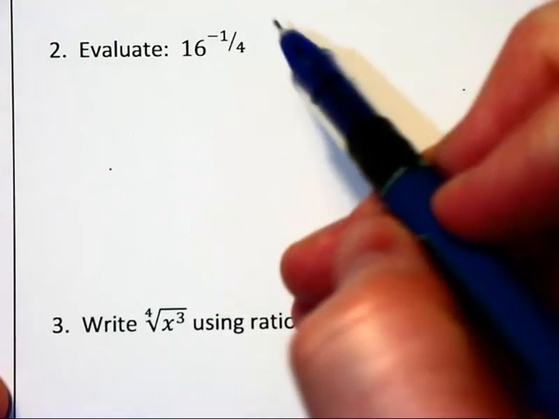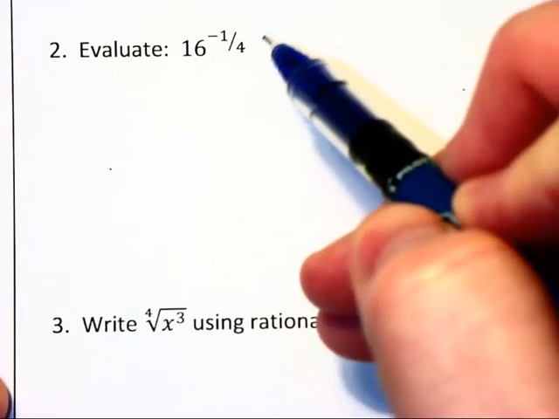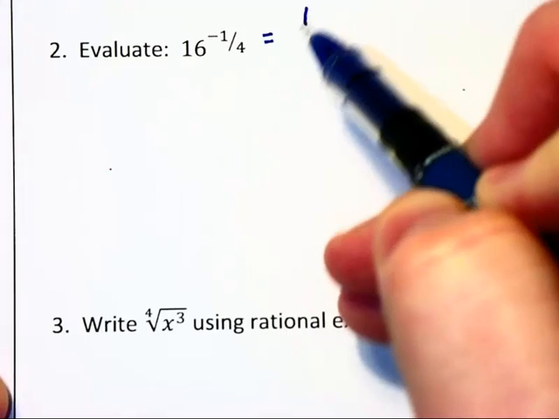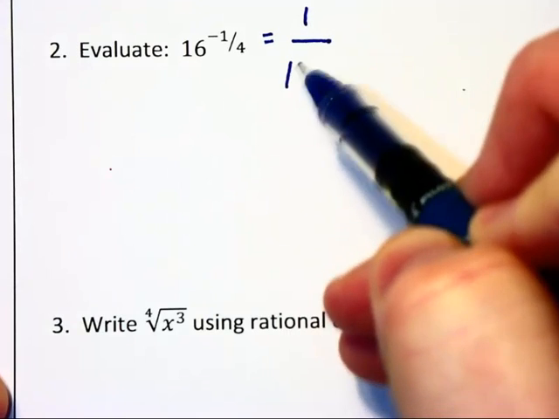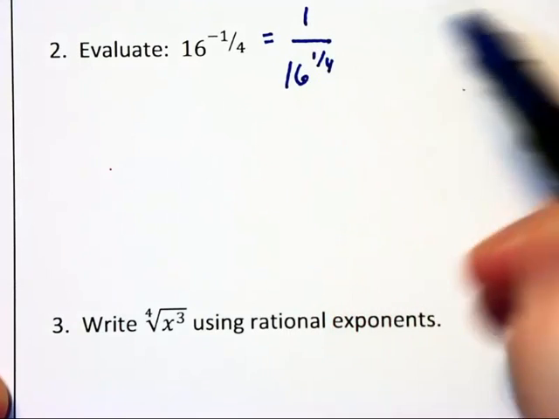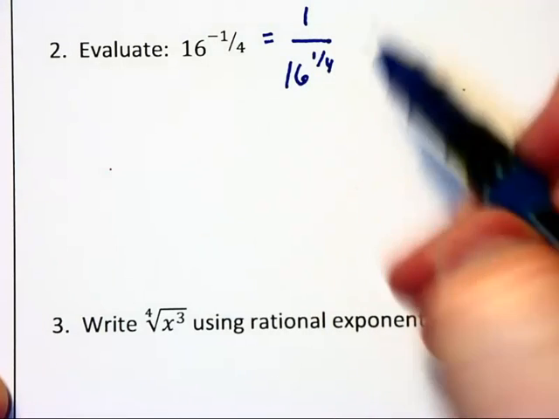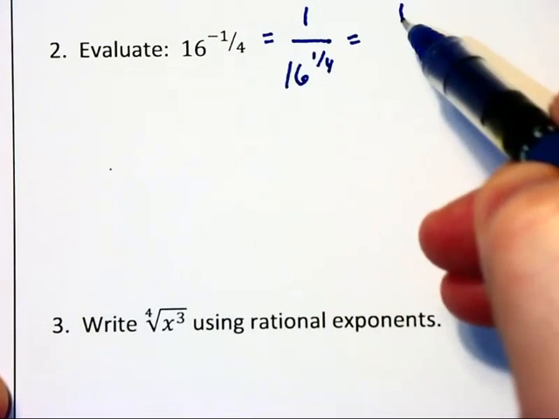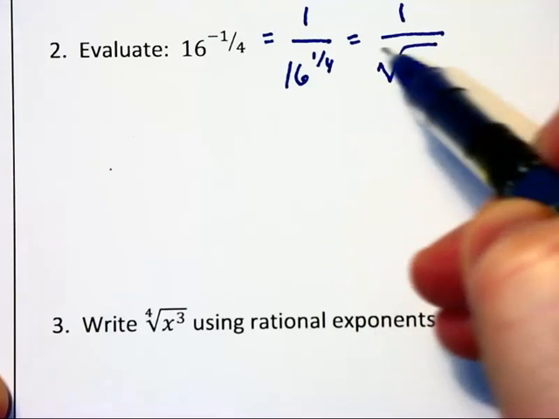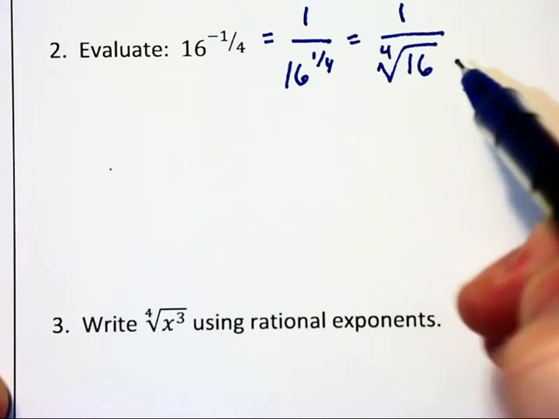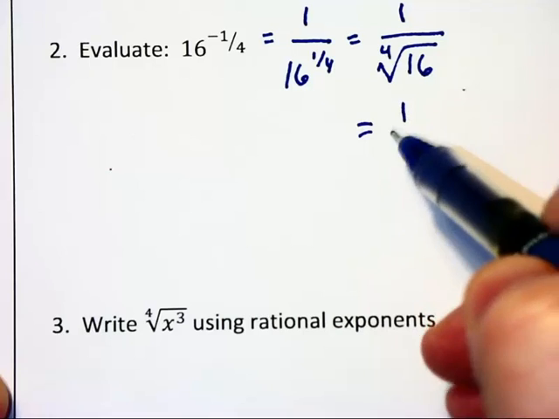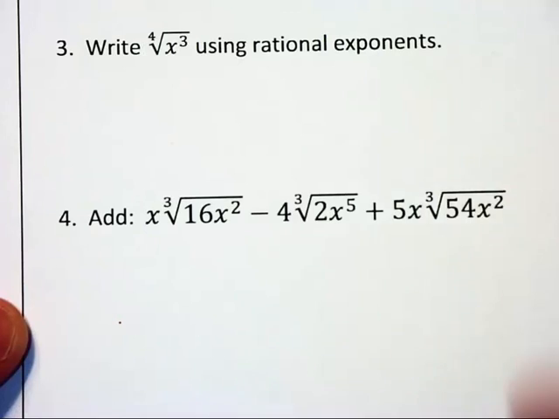For negative exponents, we know that we've got to move things down to the denominator. So we have 1 over 16 to the 1/4. Now that 1/4 power tells us we have the 4th root, and we have the 4th root of 16, which is equal to 2. So this simplifies to 1/2.